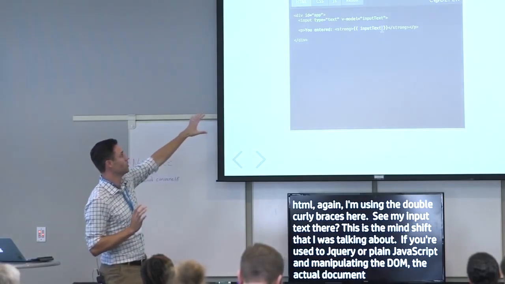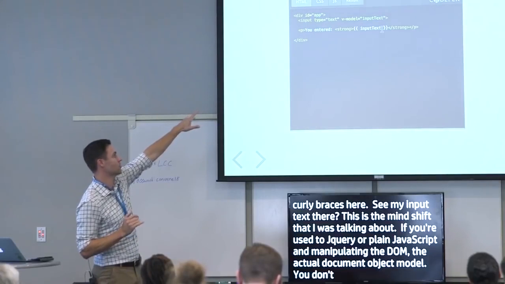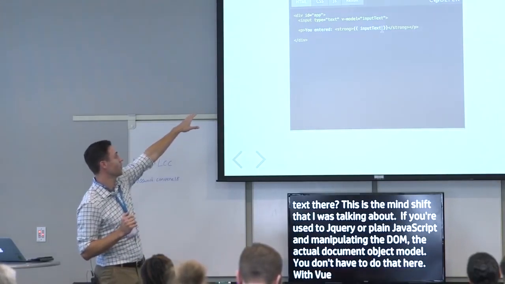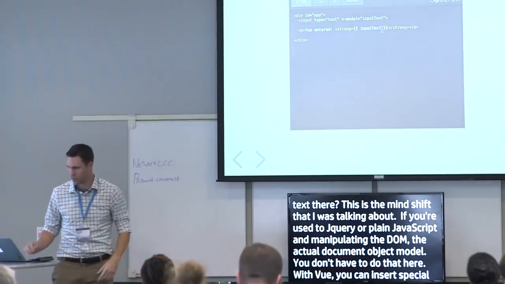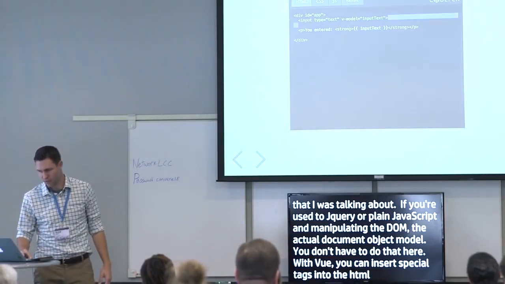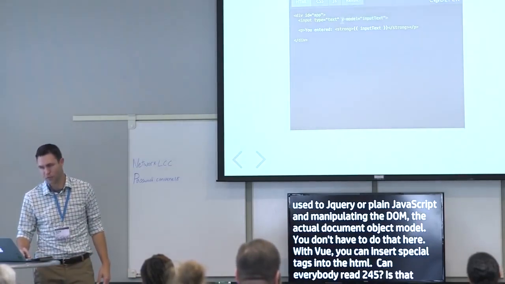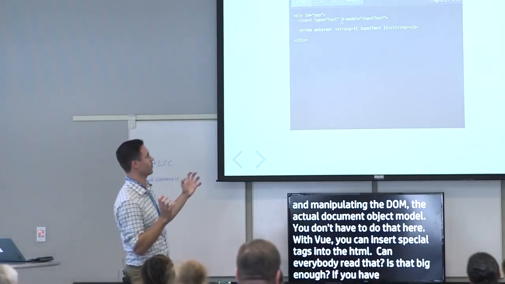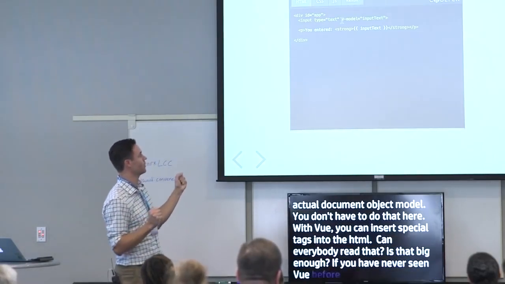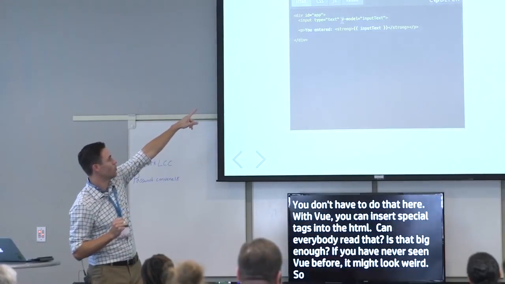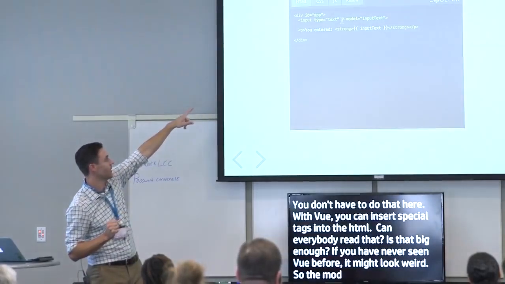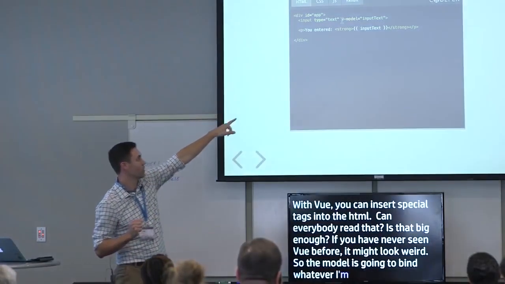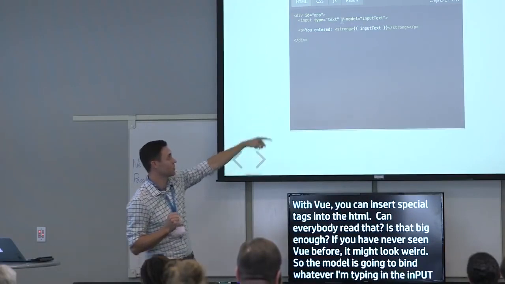With Vue, you can actually insert some special tags into your HTML. You can see my input type. Can everybody read that? Is that big enough? I'm referring to the v-model right here. That's something you've probably never seen. If you've never seen Vue before, you're like, wow, this is kind of weird. So v-model is actually going to bind whatever I'm typing into that input box with what's in the double curly braces there.